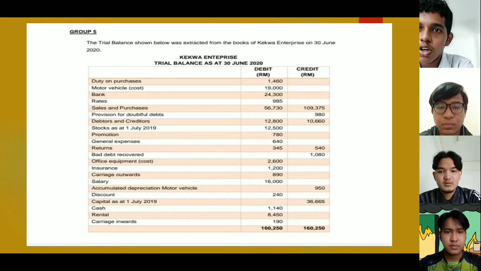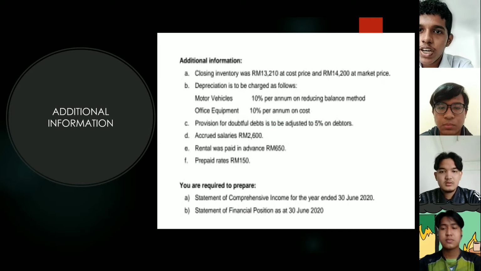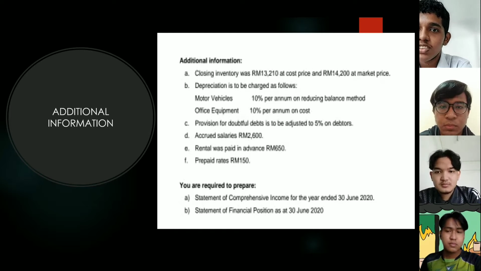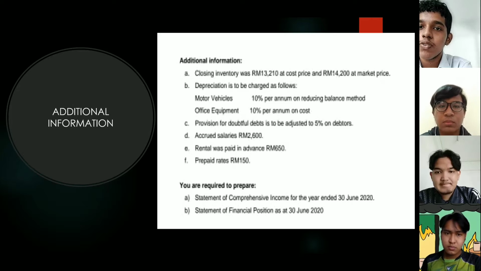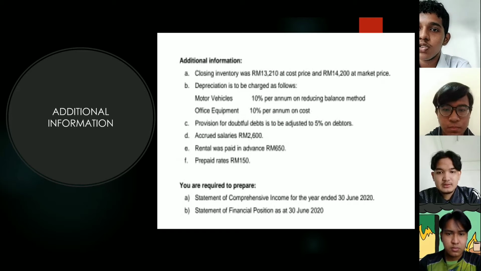So first we have to know whether our trial balance is balanced or not. So this trial balance is balanced. So these are our additional information. So we are required to prepare the statement of comprehensive income, that is SOCI, and the statement of financial position, that is SOFP, as at 30 June 2020.